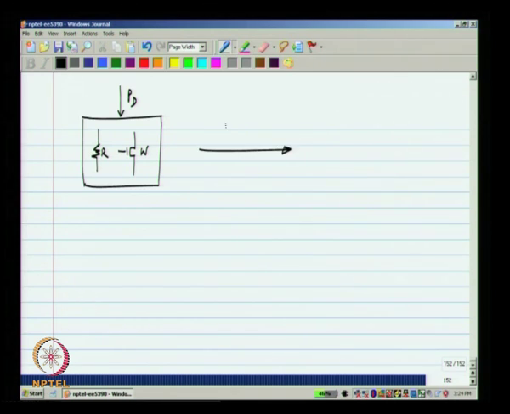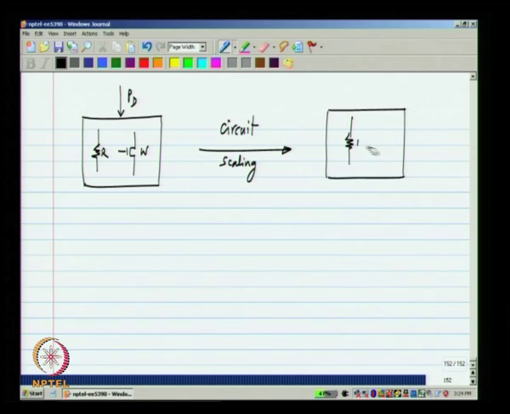So, the first thing I can do is circuit scaling, which says that I have to multiply every branch by a factor n. So, R becomes R by n and W becomes n times W, and this will consume a power of n times PD. Now, what is the alternative? I can choose to refrigerate this.